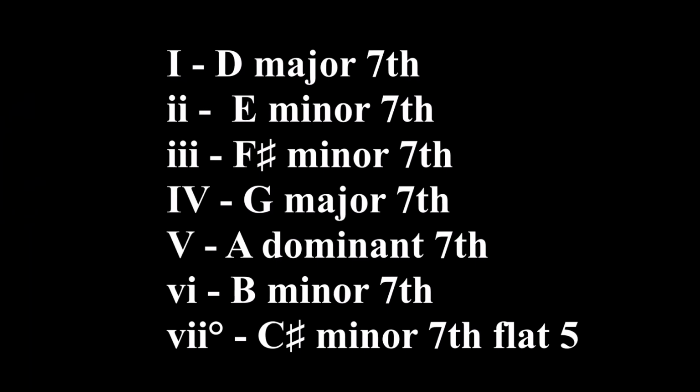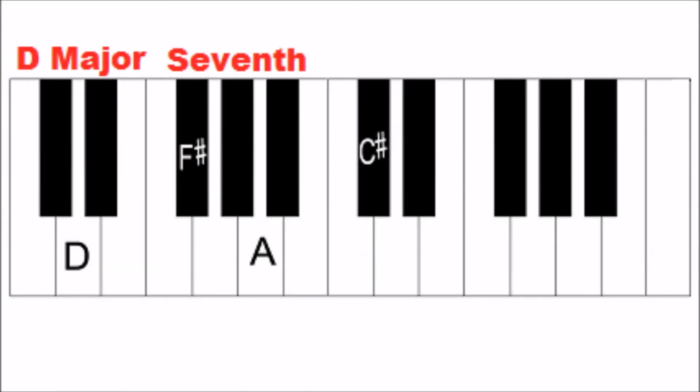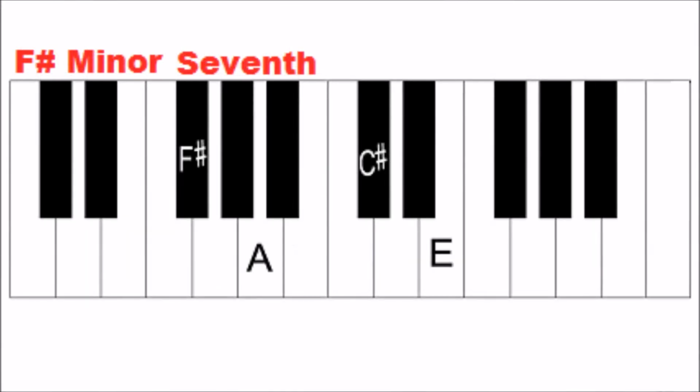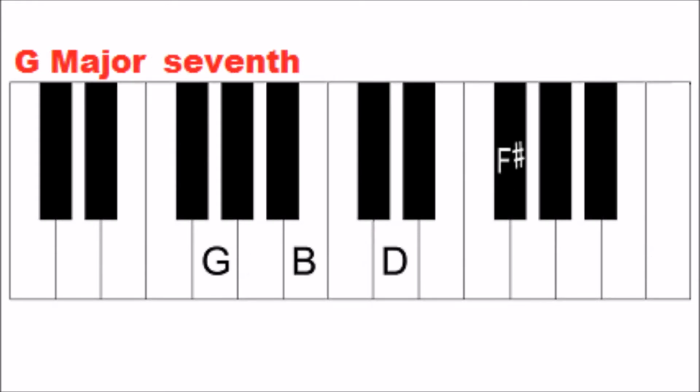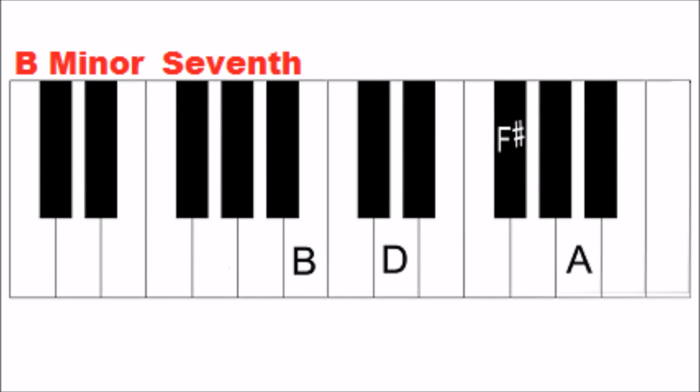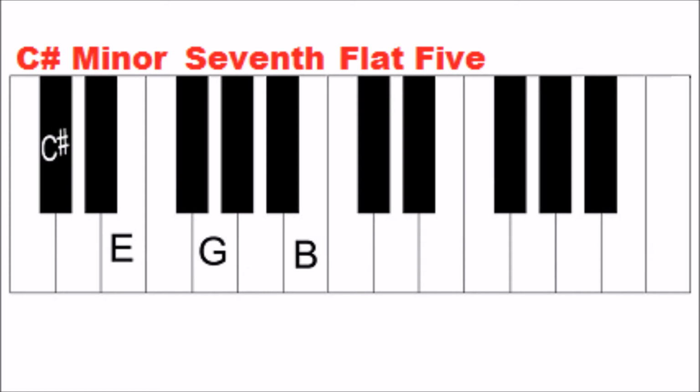You can add sevenths to each of these chords. Therefore, D major becomes D major seventh. E minor becomes E minor seventh. F sharp minor becomes F sharp minor seventh. G major becomes G major seventh. A major becomes A dominant seventh. B minor becomes B minor seventh. And C sharp diminished becomes C sharp minor seventh, flat 5.